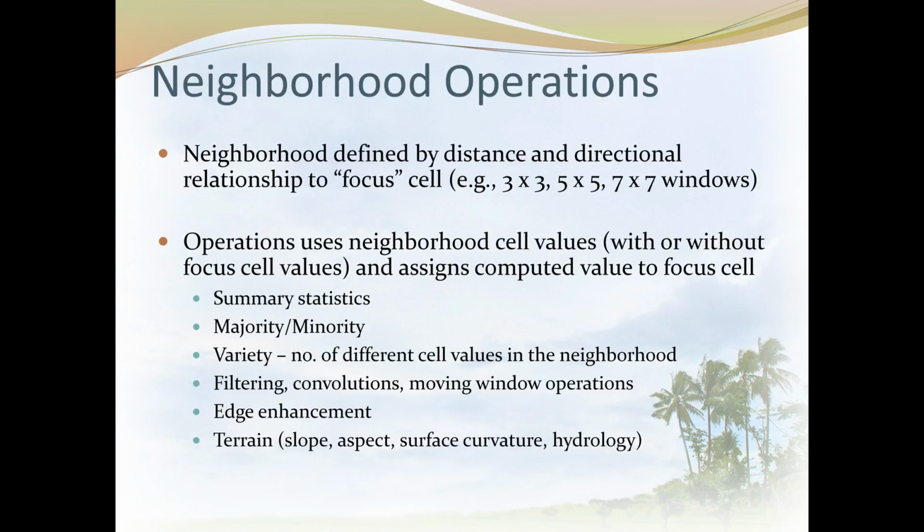For variety, we have a number of different cell values in the neighborhood, and filtering, convolution, moving window operations, edge enhancement, and terrain. Terrain, we already did hydrology, slope, aspect, and surface curvature. So for hydrology, there is an online course from Coursera. They have the GIS course online there.